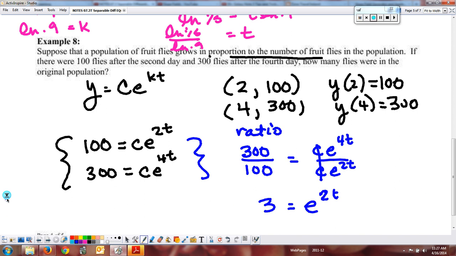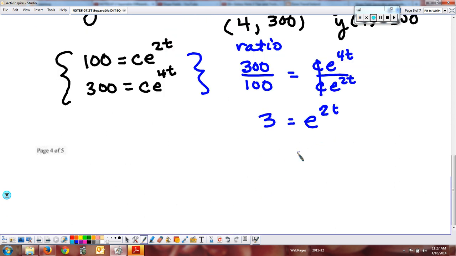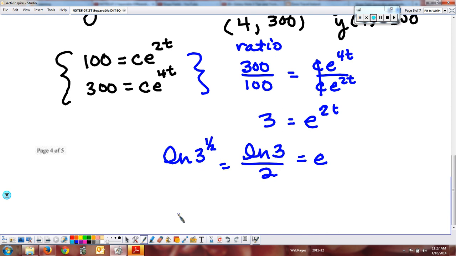And then right there I can solve for k in this system. So natural log of 3 divided by 2 equals k, or another version, natural log of the square root of 3, or 3 to the 1/2. Let's do 3 to the 1/2. This is going to be equal to k.